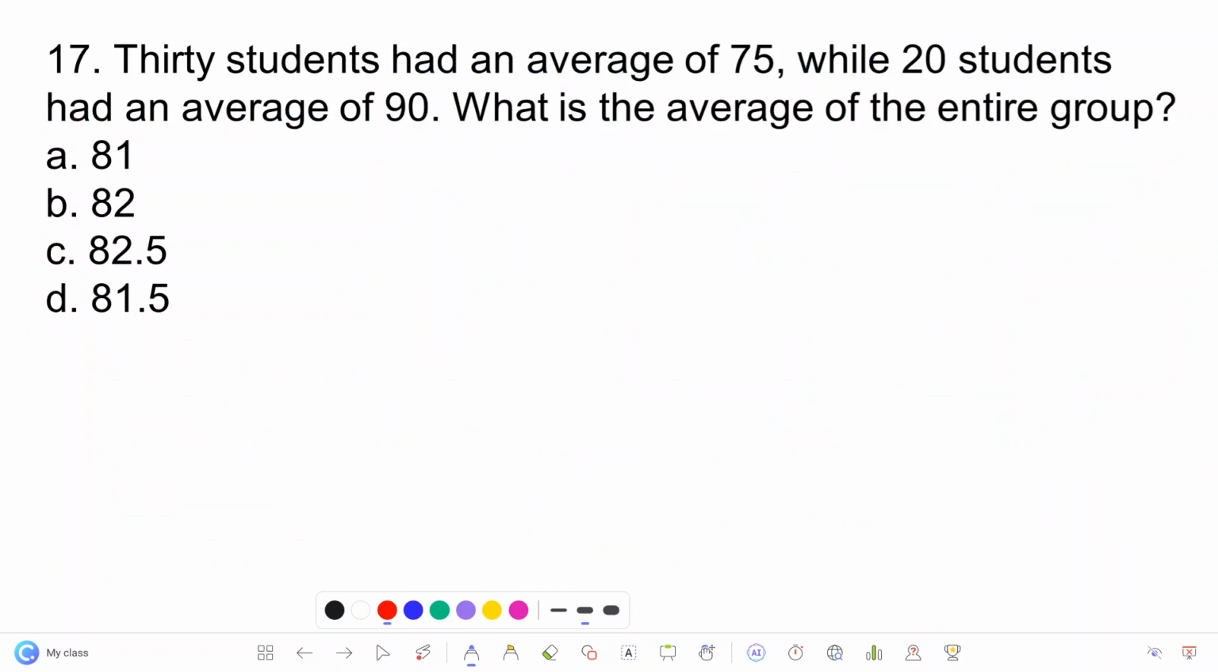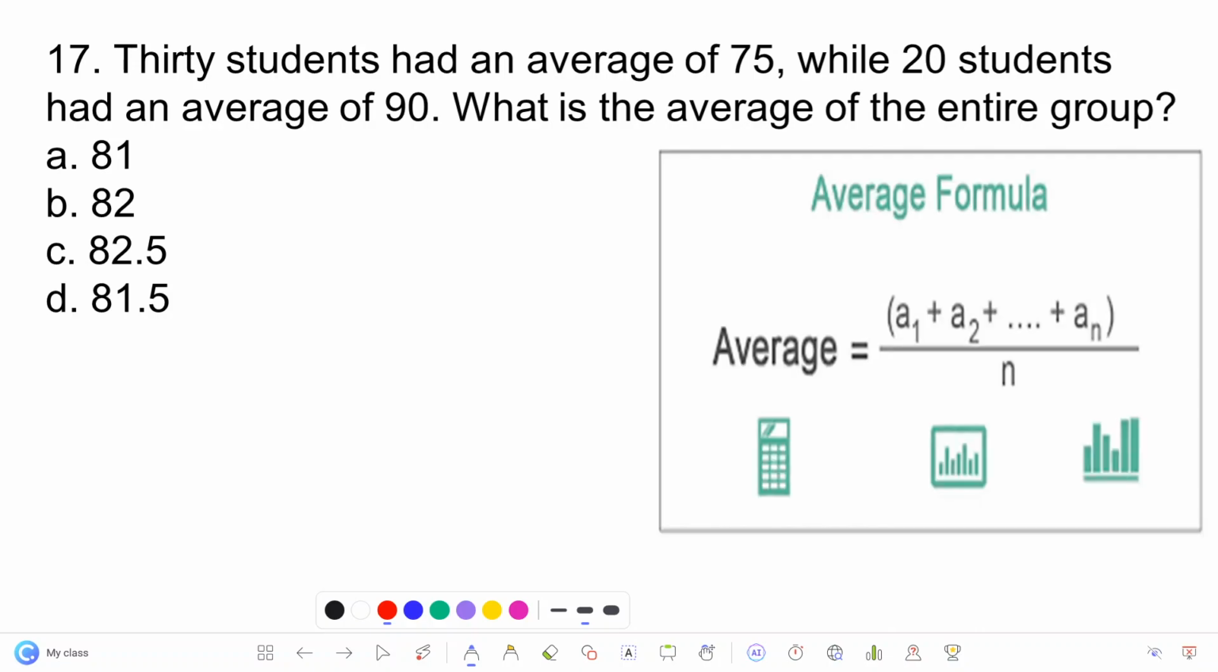Item number 17. 30 students had an average of 75, while 20 students had an average of 90. What is the average of the entire group? Is it A, 81, B, 82, C, 82.5, or letter D, 81.5? Again, ang average lamang po kanina po ay sum of the values over the number of values.